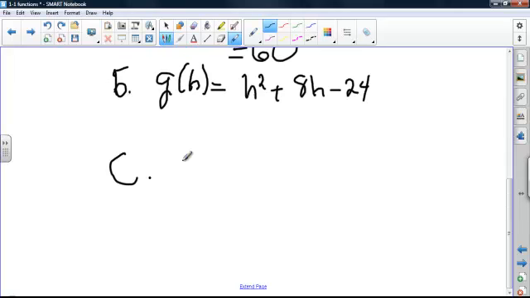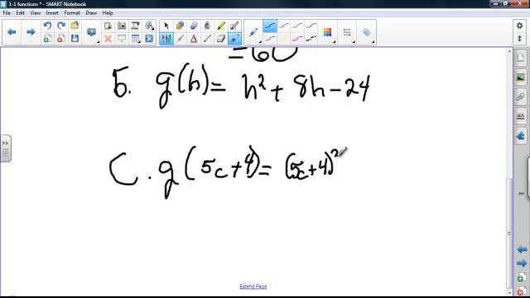And sometimes they could ask you to put a completely different expression in. So g of 5c plus 4. Well, guess what you do with the 5c plus 4? Yep, you're right. You put it in place of x. That's all we do. So putting it in place of x gives us 5c plus 4 squared plus 8 times 5c plus 4 minus 24.